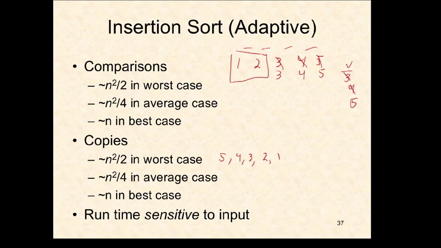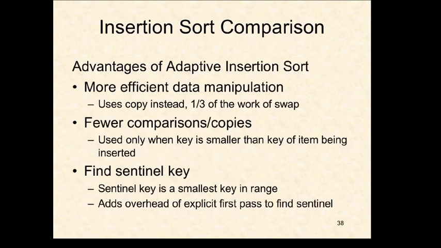In the average case, we've reduced the number of copies, and in the best case, we've reduced the number of copies. So from worst to best, we've improved both the number of comparisons and the number of copies. And we also made that improvement where we don't swap anymore. We save a big constant factor in copying instead of swapping. And so we've got a nice adaptive algorithm here.